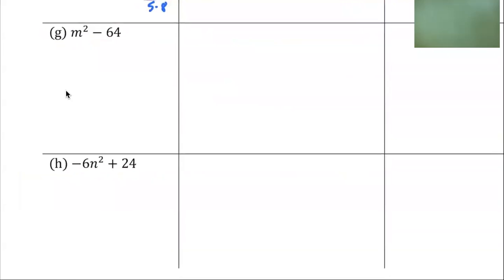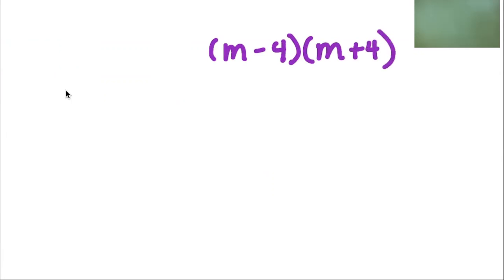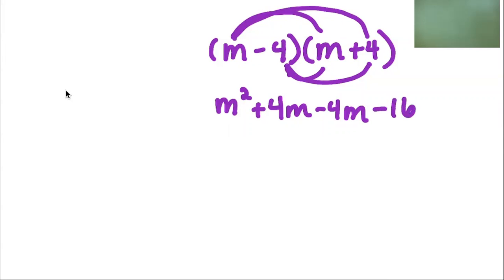Now, the last example that I have today are the ones that look a little bit odd. I want you guys to think back for a moment about what happens when we multiply polynomials that look like this. If I were to do m minus 4 times m plus 4, we multiply m times m first. That gives me m squared. M times 4 gives me 4m. Negative 4 times m gets me negative 4m. And negative 4 times positive 4 gets me negative 16.